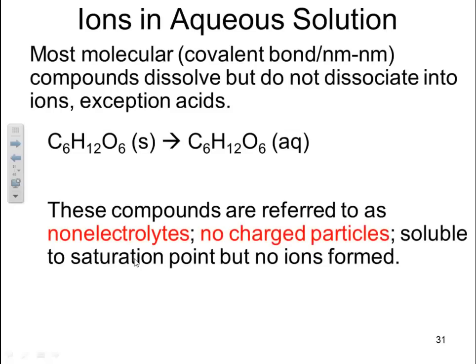Most molecular covalent bond non-metal compounds dissolve but do not dissociate into ions. The only exception to this is the acids. Your acids tend to ionize when they go into aqueous solutions. So we're looking here at glucose. It's soluble, which means it will go into water, but it does not break into 6 carbons, 12 hydrogens, and 6 oxygens. It stays as a whole molecule.